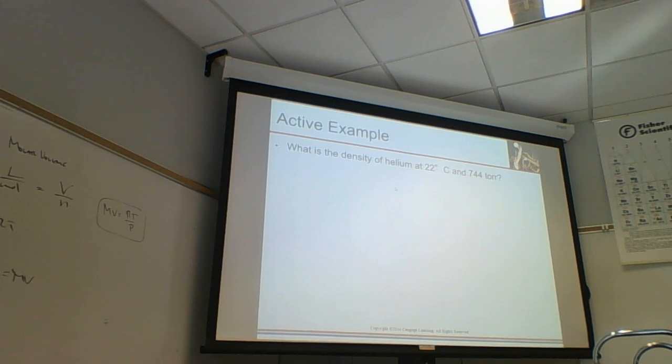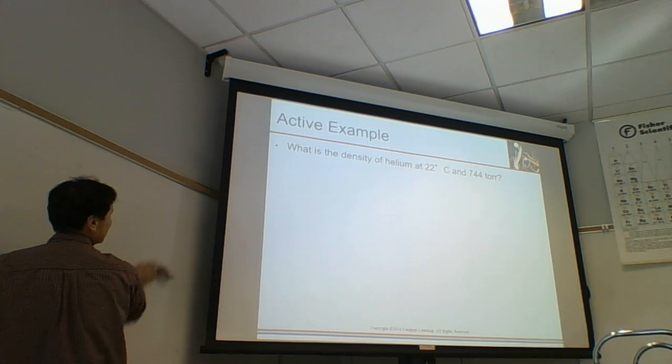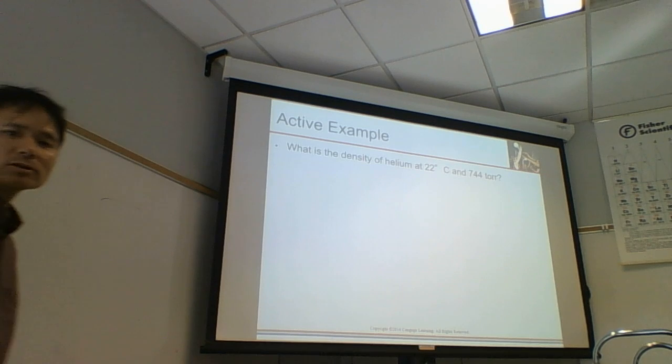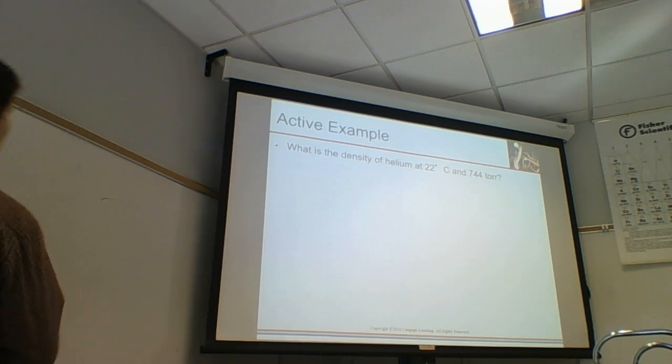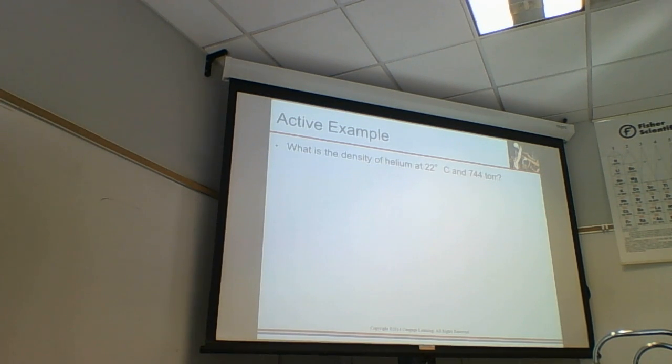All right, so this is an example here. Let's try this next active example. What is the density of helium at 22 degrees C at 744 torr? Well, this one I'm going to have to use the special equation. The special equation is for the gases here. So what is the density of helium?